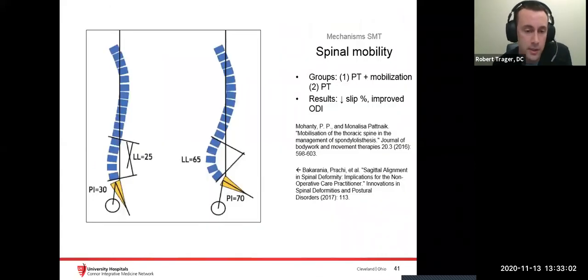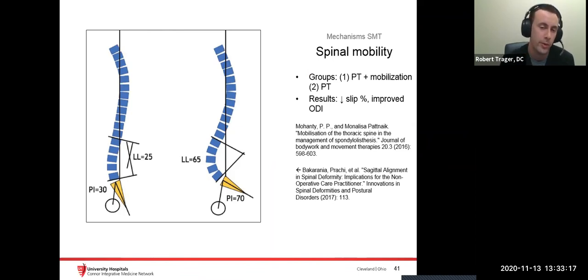So, how does spinal manipulation work? And there's a lot of different theories. Probably the oldest theory amongst the ones I'll discuss is spinal mobility. So, there's this concept that we are working as chiropractors on areas of the spine that are stiffer, or what we call hypomobile. And the common example is the middle back or the thoracic spine.